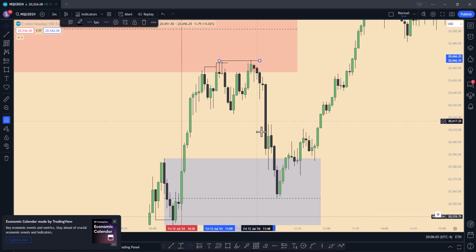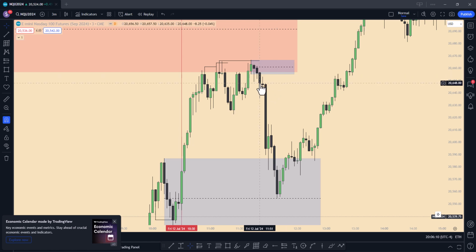Sweeping this high, and we have the CSS confirmation right here. The break of structure happened here.